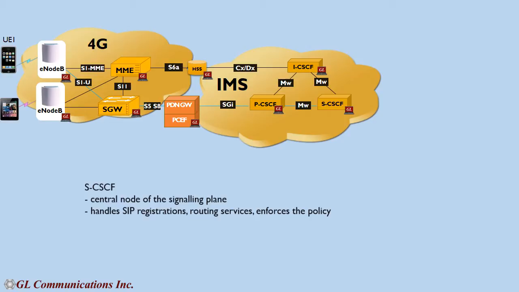It sits on the path of all signaling messages of the locally registered users, and can inspect every message. It provides routing services, typically using electronic numbering or ENUM lookups. It enforces the policy of the network operator. There can be multiple S-CSCFs in the network for load distribution and high availability reasons.